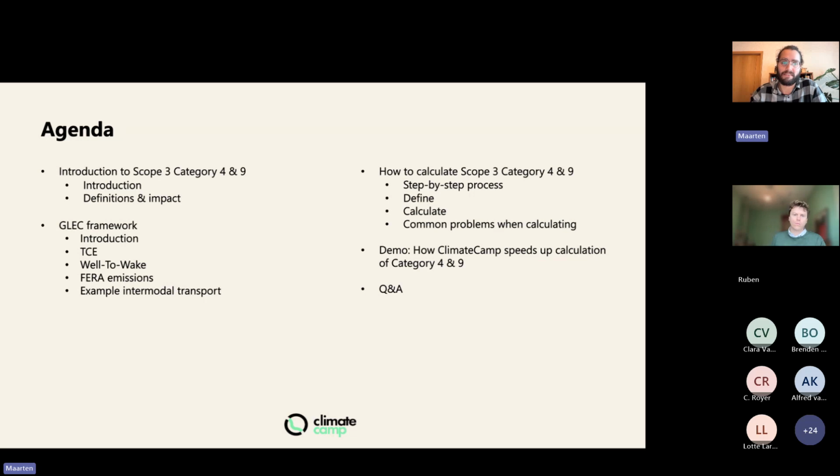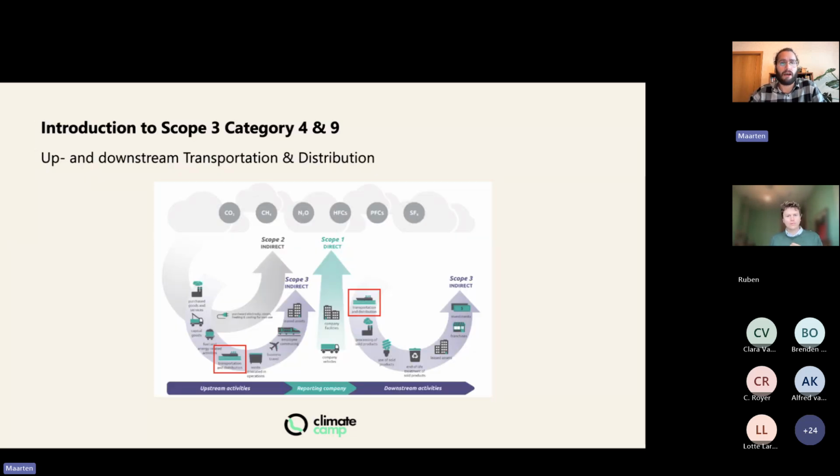Now, let's get started. Today we're going to talk about up and downstream transportation and distribution, also known as Scope 3, Category 4 and 9. I'm going to give a small nuance because, as you can see in all the Scope 3 categories, there is more than these categories for transportation. We also have business travel and employee commutes, but these we will not be covering in this webinar. We'll also mainly focus on transportation, not distribution, because it is mostly material for most of our customers and most companies we encounter.